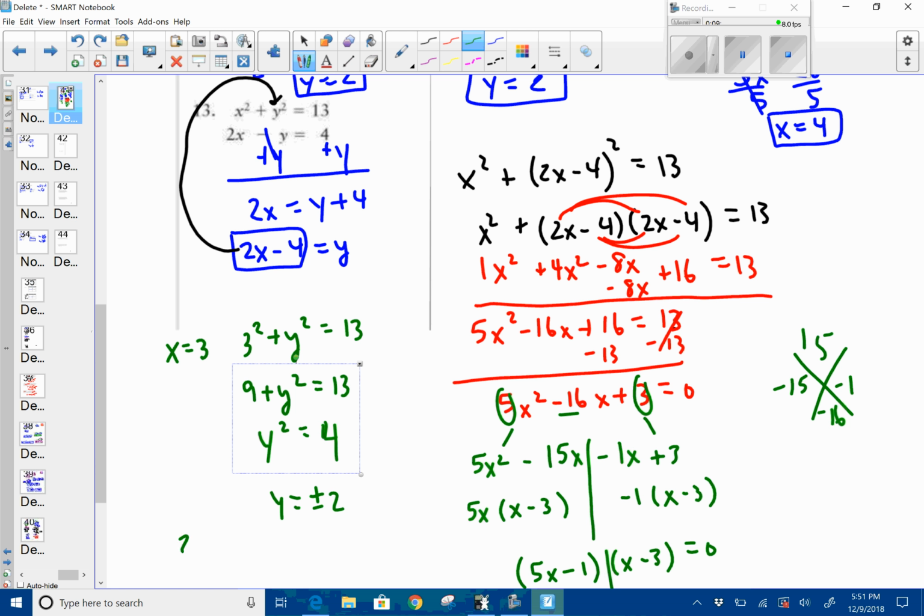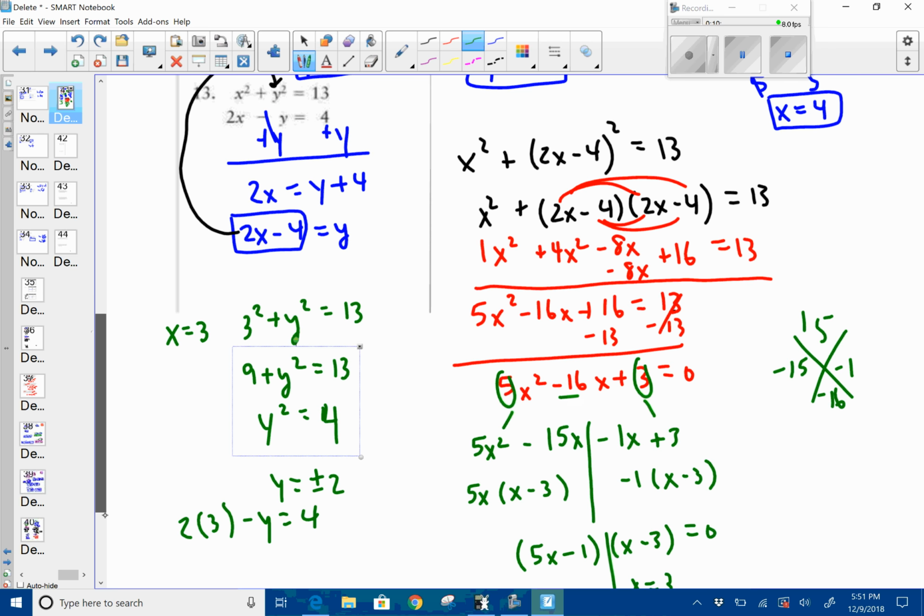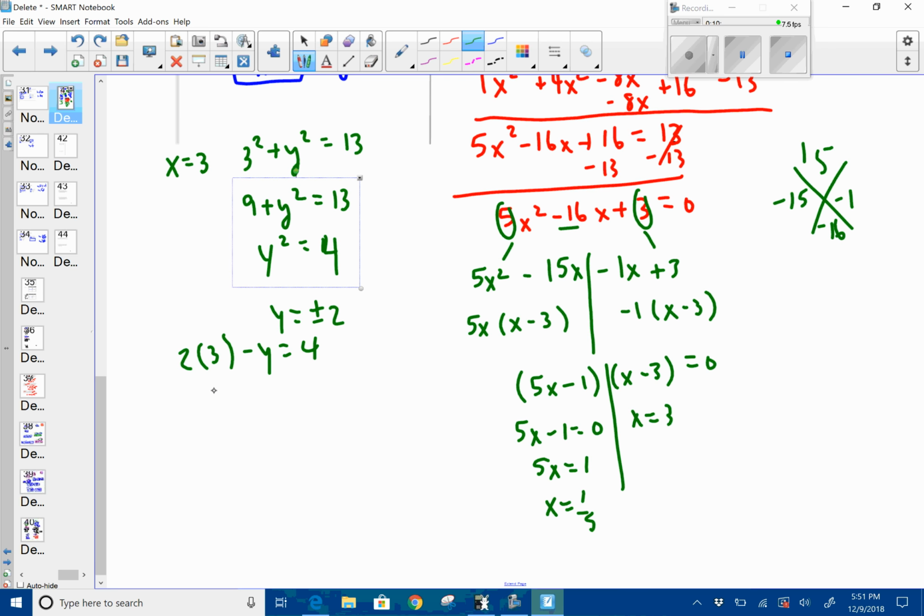So I have 2 times 3, right? Minus y equals 4. So let's see which one the answer is. 2 times 3 is 6. 6 minus y is equal to 4. So I know that y is going to equal 2, because 6 minus 2 equals 4. So if x equals 3, then y equals 2. So that's one solution.